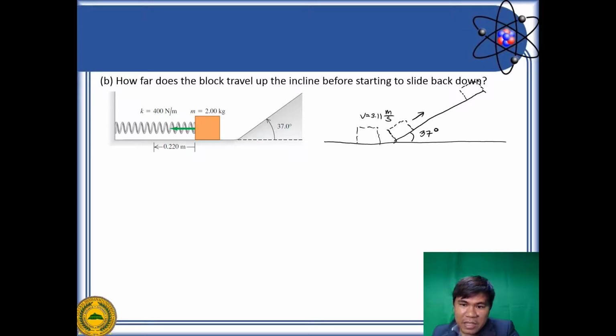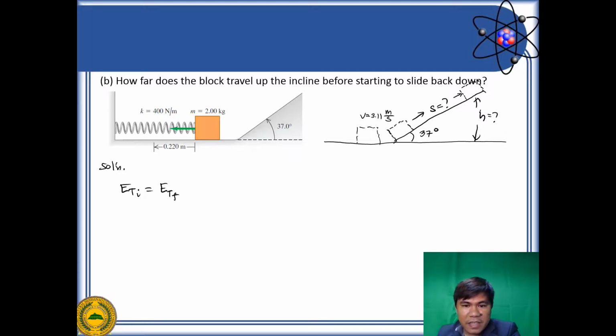So when it reaches that point, the block is temporarily at stop. It reaches this maximum height from the ground. We denote it by h, and this is actually unknown. And we are asked about this distance, this hypotenuse. What is that value? So again, we use the conservation of energy principle. That is, the total mechanical energy initial is just equal to the total mechanical energy final.